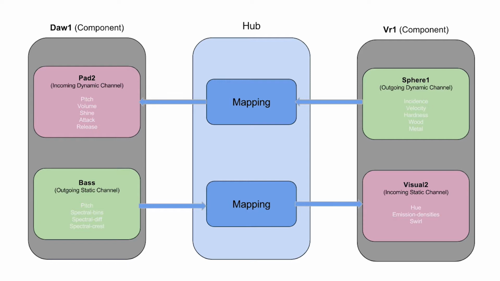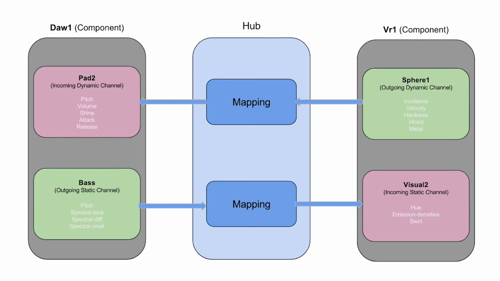As long as you define a parameter mapping, and a way of describing your system in terms of static and dynamic incoming or outgoing channels, then anything can control anything else.